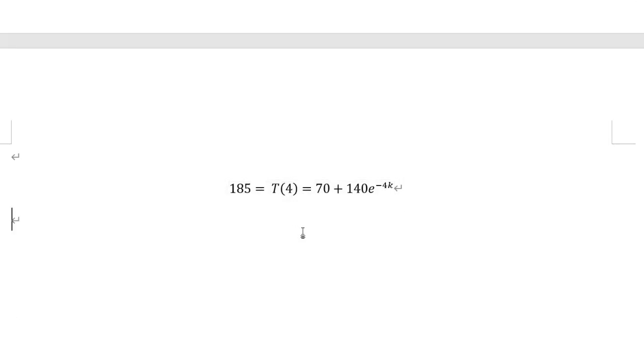Subtracting 70 gives you 115 equals 140 e to the negative 4k. And then dividing by 140, you get 115 divided by 140 equals e to the negative 4k. And that means we have to take the ln of both sides to get negative 4k equals ln of 115 divided by 140.